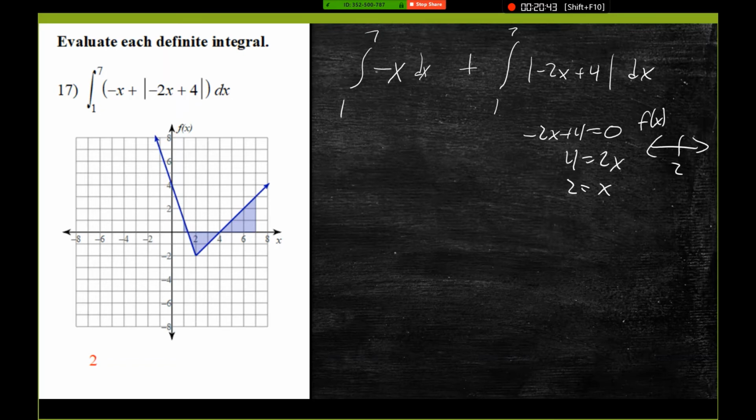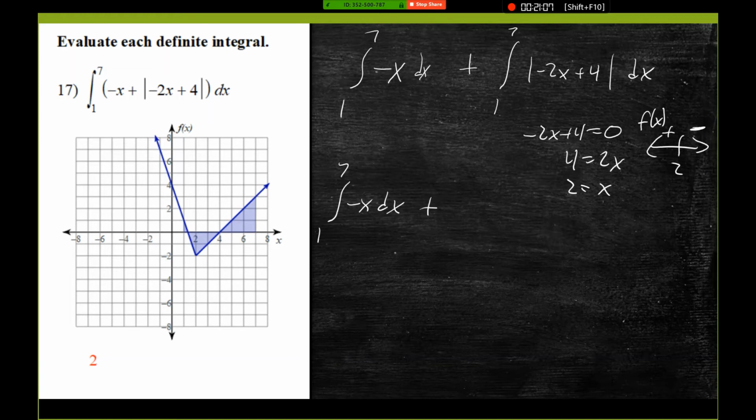If I plugged in a negative number right now, this would be positive. If I plug in a positive number right now above 2, this will be negative. So I'm going to split this interval around 2. Okay, I've got my first integral from 1 to 7 of -x dx. Doesn't have an absolute value, so that part doesn't need to change.